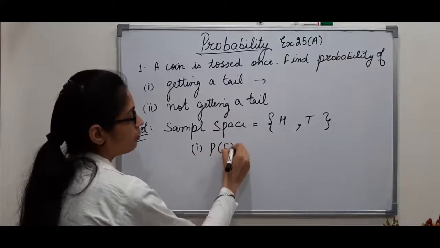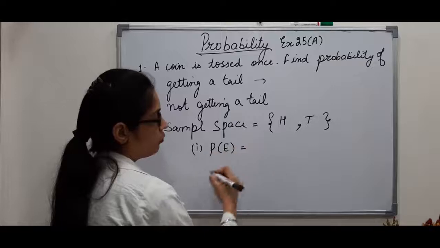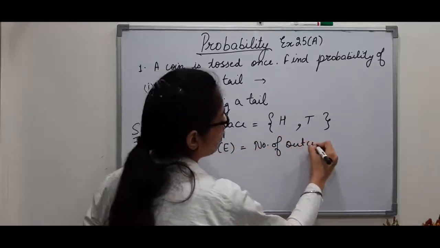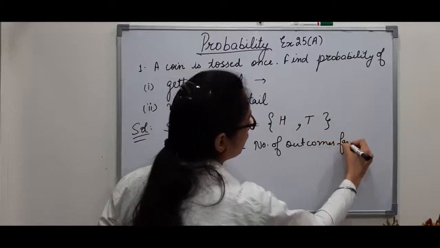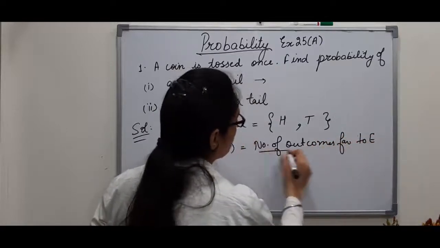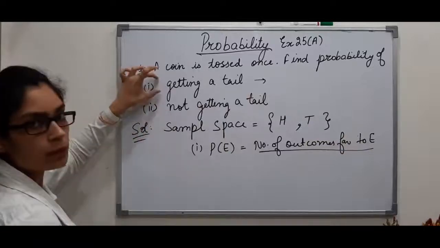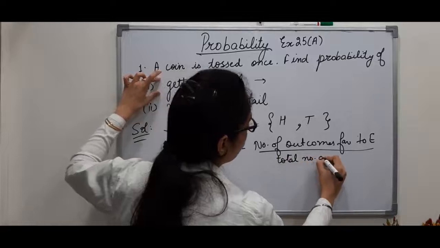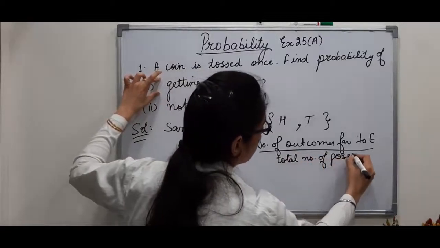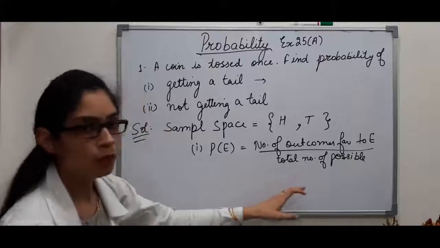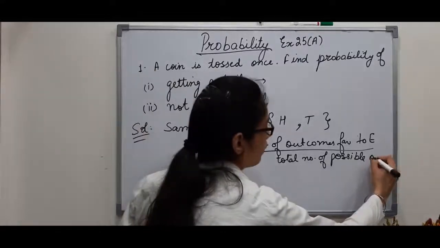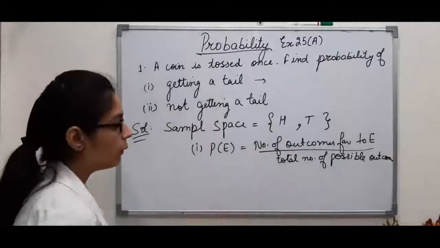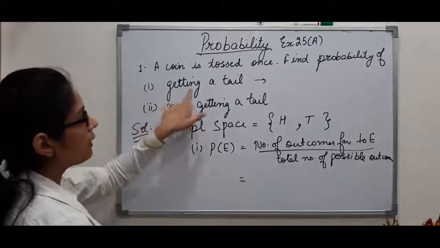So your event should be getting a tail. So I'll write the formula: number of outcomes favorable to E, where E means whichever thing they have asked me, over total number of possible outcomes. So I'll write it down in full. Total number of outcomes favorable to E. E is getting a tail.